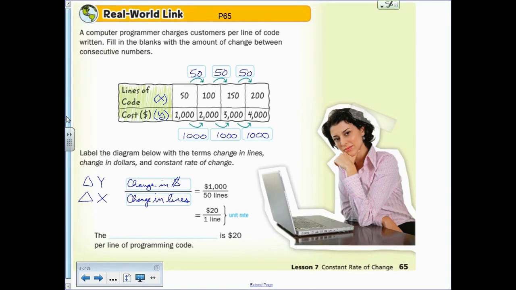If I divide that, we can see that the unit rate is $20 per line of programming code. This is also called the constant rate of change.